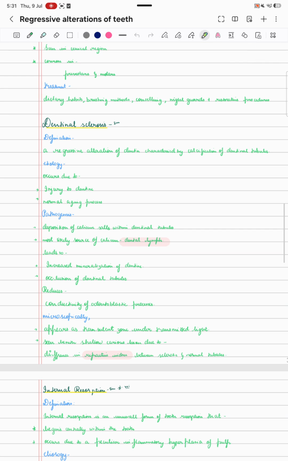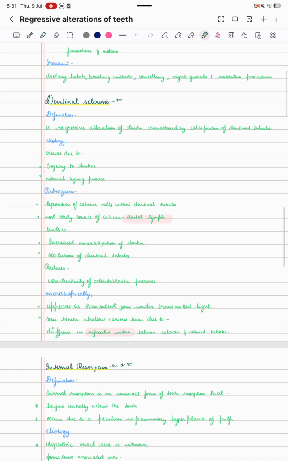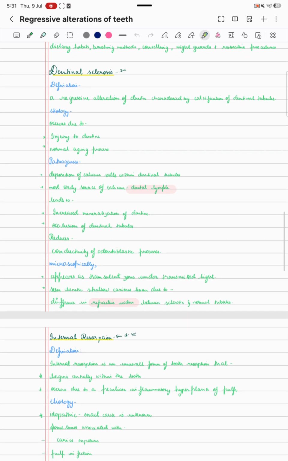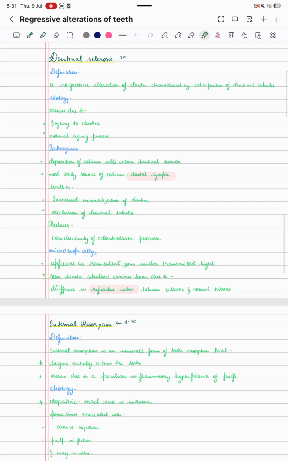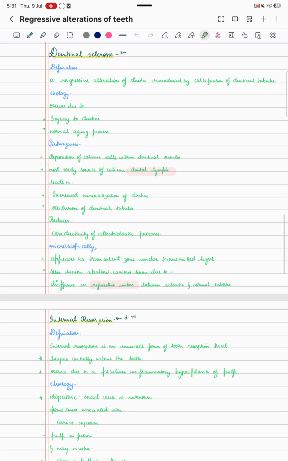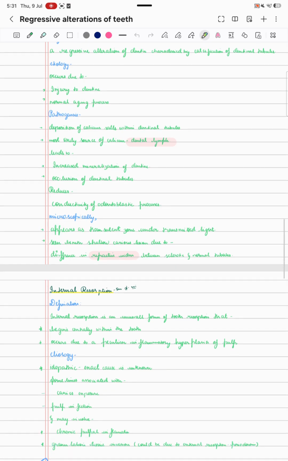Dentinal sclerosis is a regressive alteration of dentin characterized by calcification of dentinal tubules. So there is calcification of the dentinal tubules, which occurs due to injury of the dentin. If there is any injury, the dentin gets sclerosed or calcified. This is also a normal aging process. Deposition of calcium salts within the dentinal tubules, with dental pulp being the most likely source of calcium, leads to increased mineralization of dentin.